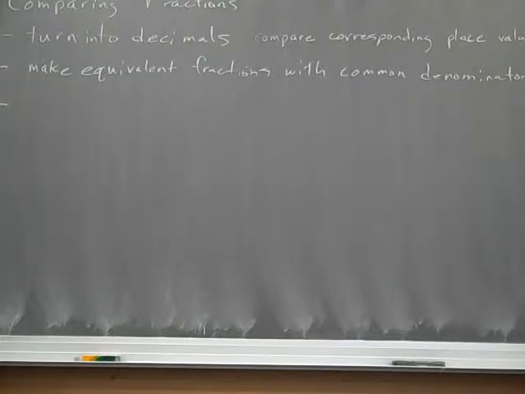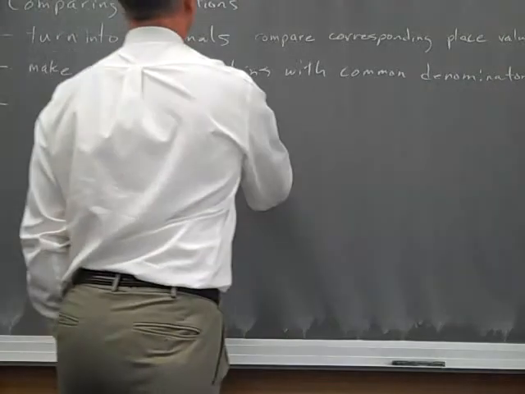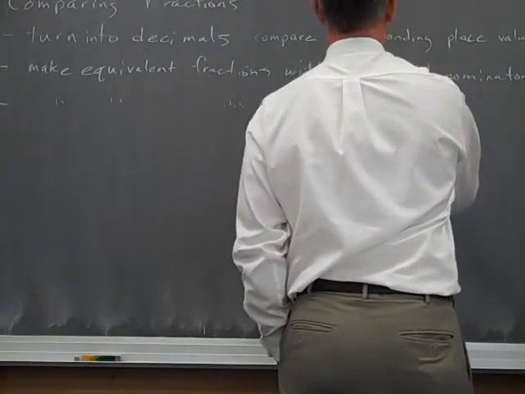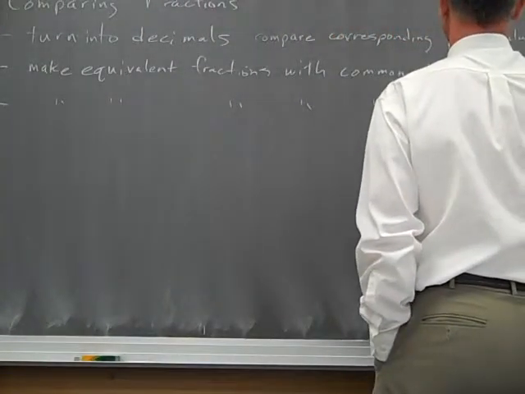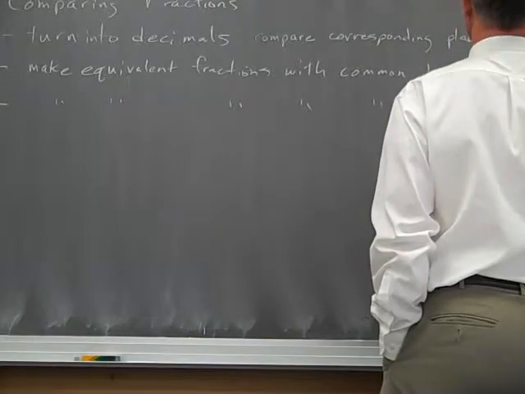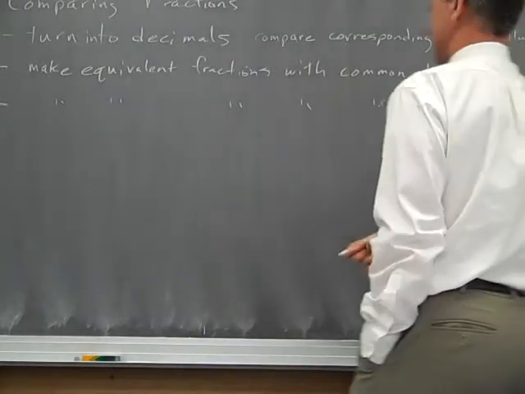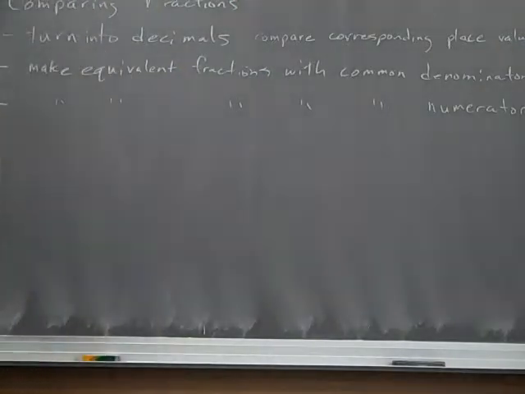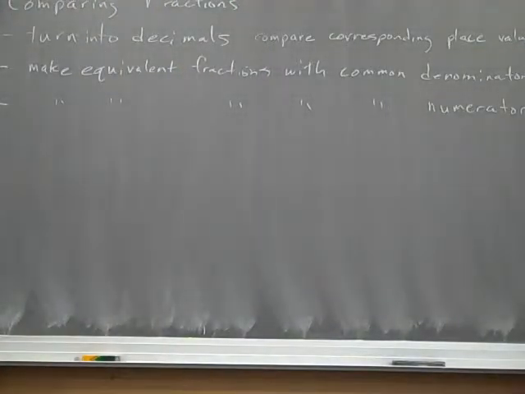Make equivalent fractions with common numerators. How does that allow you to do it? Then you check the bottom, whichever one's the smallest. Why? Because there's more.